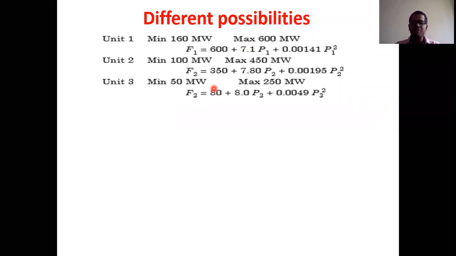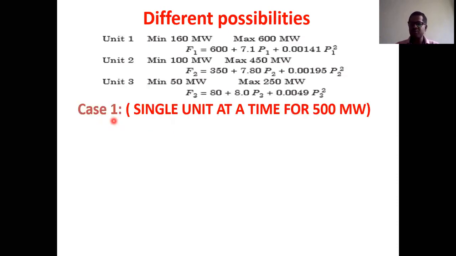So first, I will give importance to meeting the load. That is my first objective. How can you meet the load? For example, in case 1, I am taking a single unit at a time to meet the 500 megawatts. Here, 3 units are there. So individually, I will consider unit 1, similarly unit 2, and similarly unit 3.